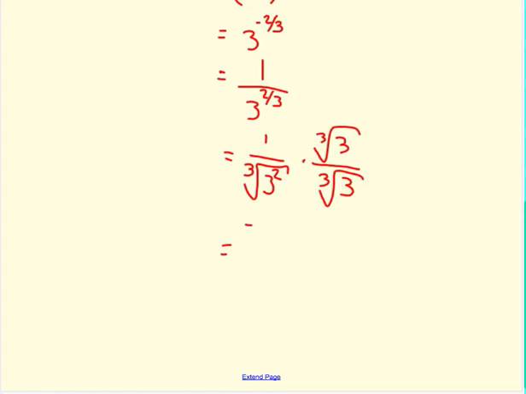So in the numerator, I have the cube root of 3. In the denominator, if we multiply, we'd have 3 squared times 3, or 3 cubed, which will cancel with my cube root, leaving me with a 3. Again, I can't simplify this any further because the 3 in the numerator is under a root, and the 3 in the denominator is not.